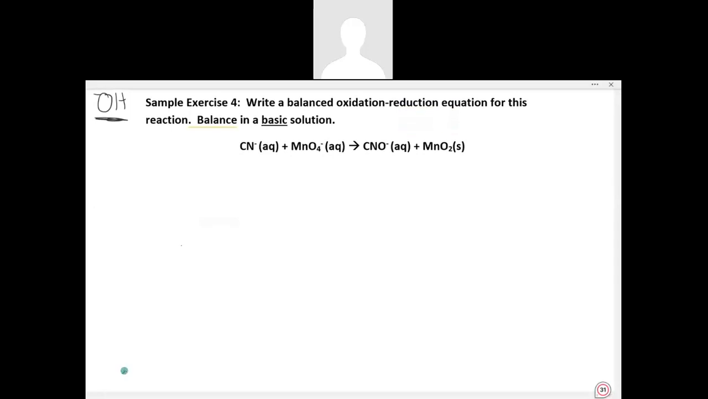So we start off pretty much the same. We're going to split our reaction into two half reactions. So I'm going to split that based on I need to group anything other than oxygen or hydrogen together. So now I have CN and CNO on this half reaction, and then I have my permanganate ion and my manganese oxide over here as my product. So I've separated into my two half reactions.